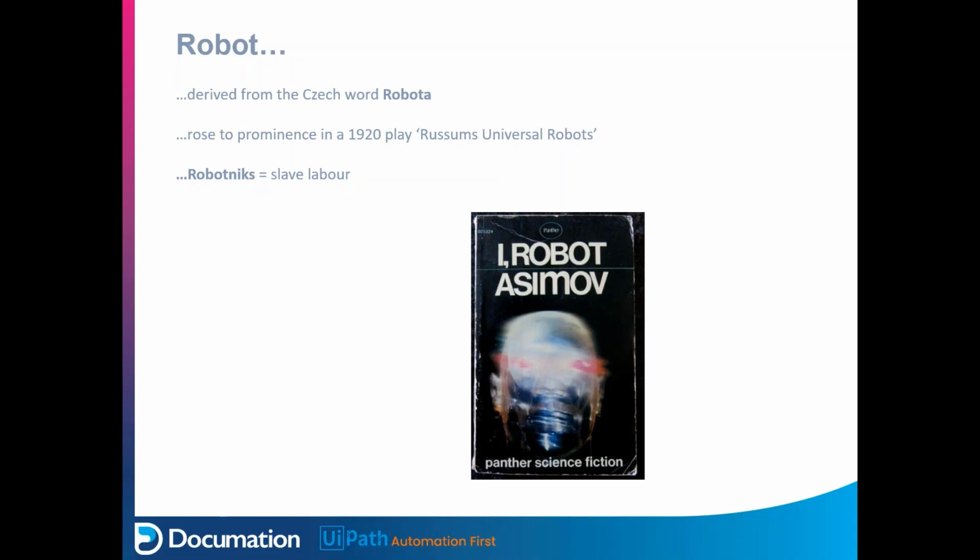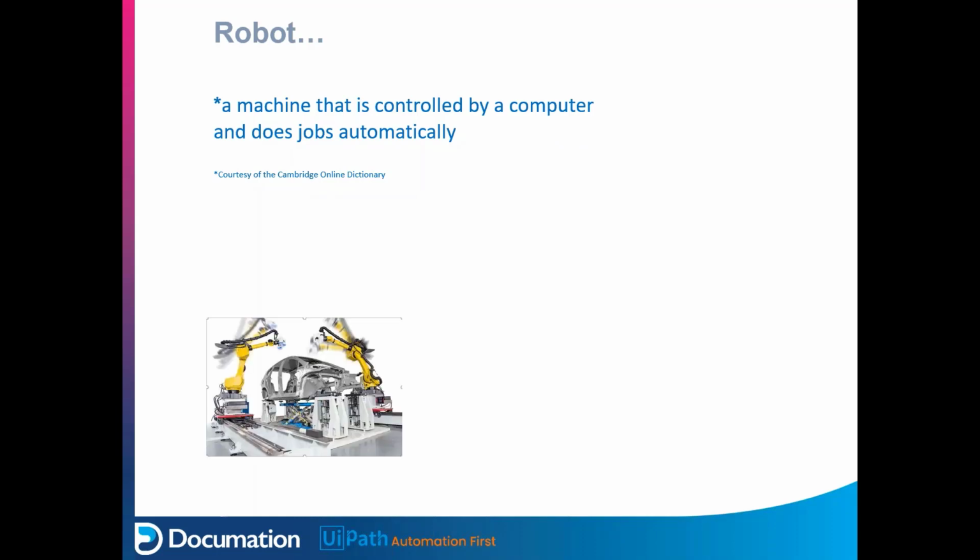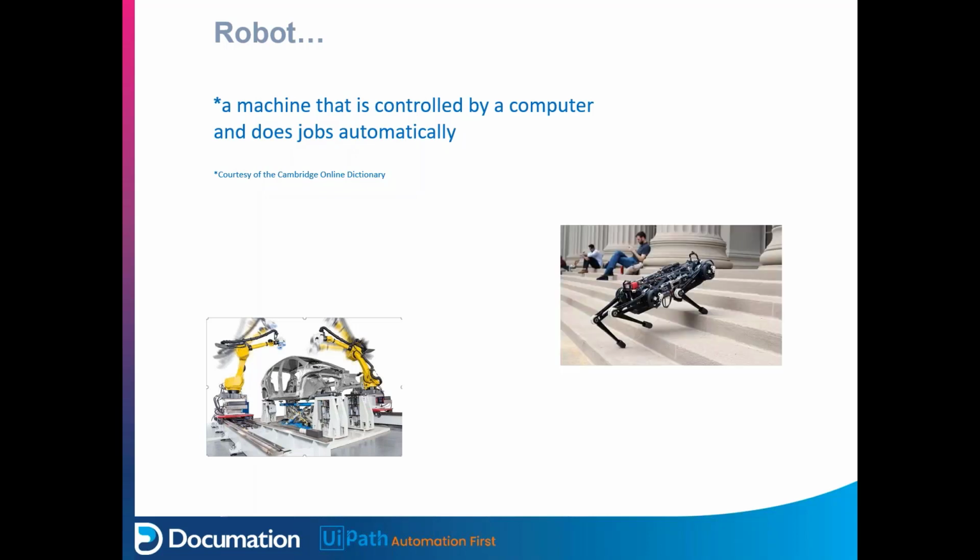For a long time after the 1920s, robots only occurred in science fiction. But over recent decades, the meaning has changed, and the Cambridge Dictionary now describes robots as machines that are controlled by computers and do jobs automatically. And again, we see that link between robots and work. The robots we usually think of are physical objects doing physical tasks. They're hardware robots, replacing humans working with physical objects.